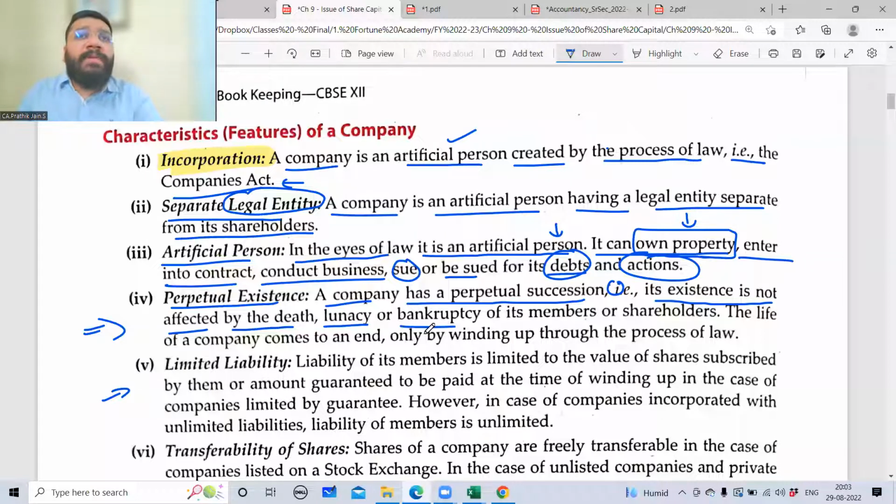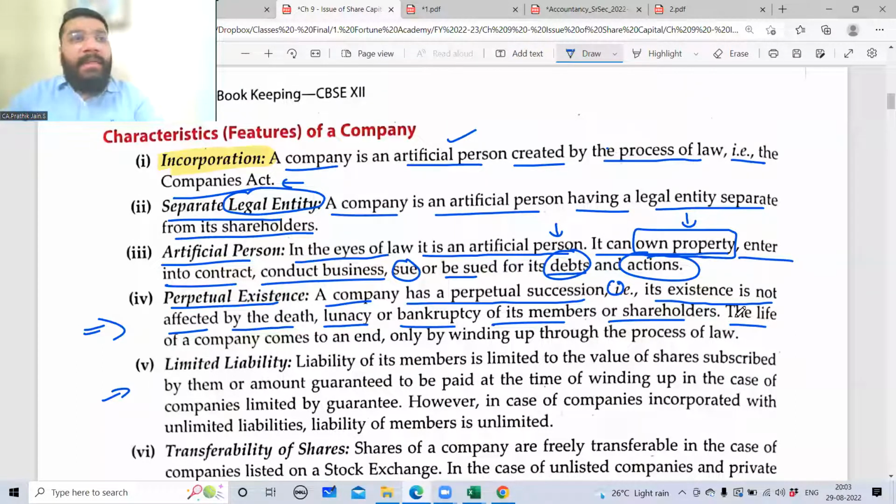Bankruptcy. If some member or shareholder becomes bankrupt, should that affect the existence or the going concern of the company? No. So here the rule that we follow is members may come and go, but the company will go on forever. This is the dialogue that we follow. Members may come and go, but the company should go on forever. So who will be in the company? I'll come to that.